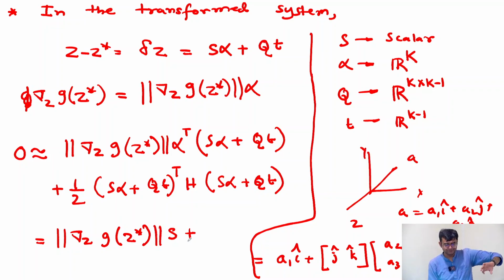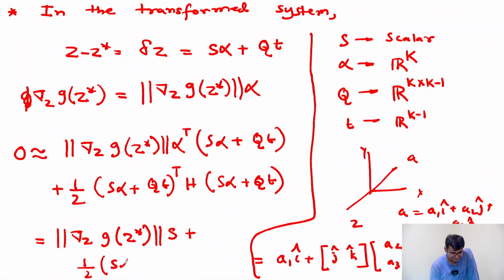And the second term, I will need 5 minutes for that. I don't have the time, so I will not do that for the second term today. We will start with the second term tomorrow, because in the second term there will be many approximations that will come from the fact that it is parabolic. So for now, I'll end it by writing the second term as it is: transpose H S alpha plus Q t. The second term itself will take 5 minutes.